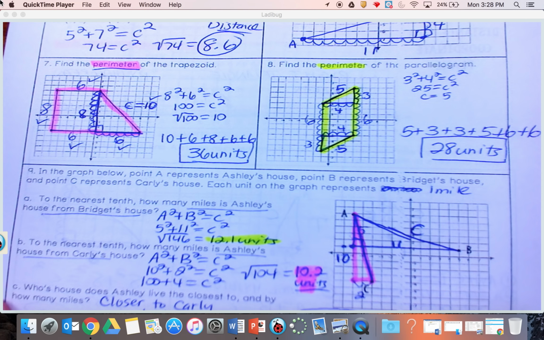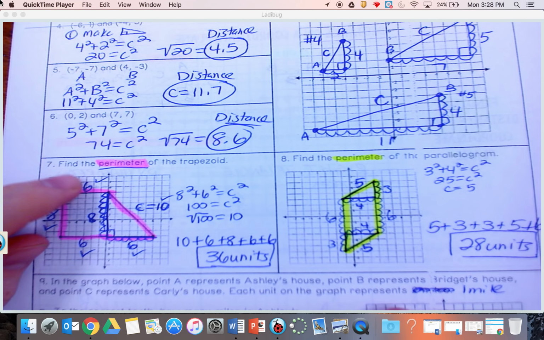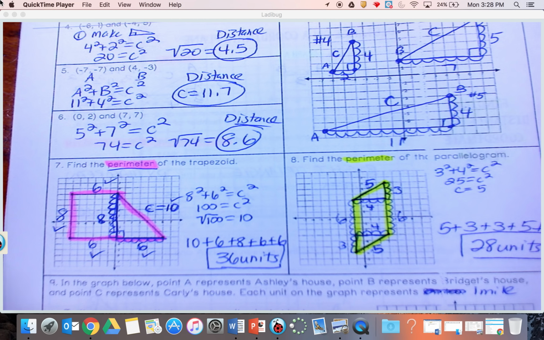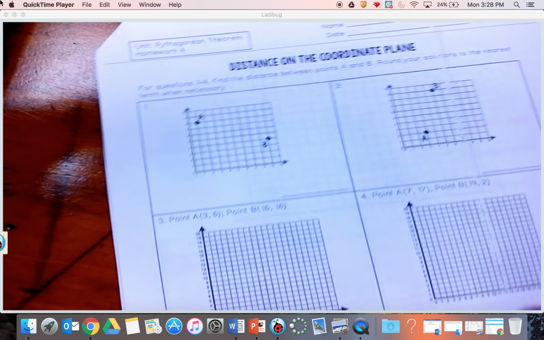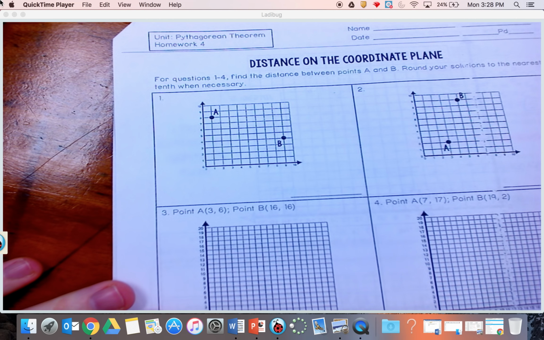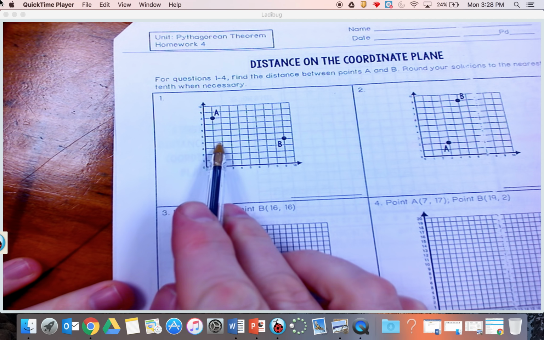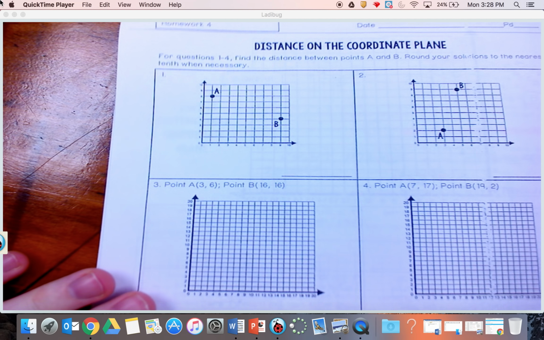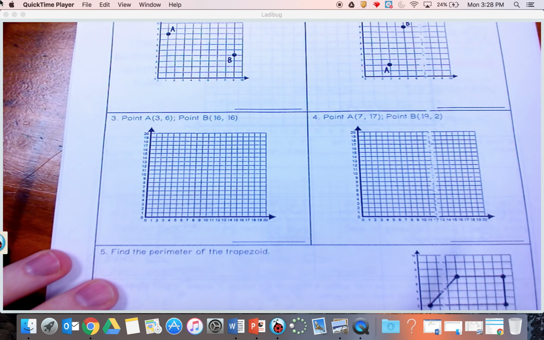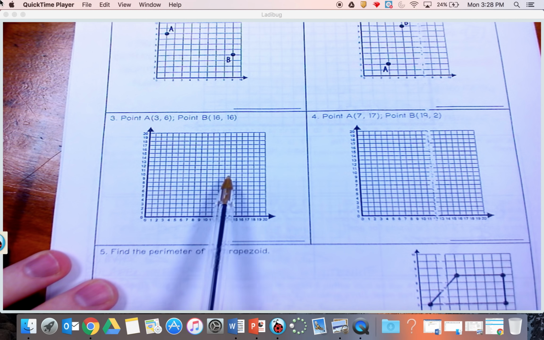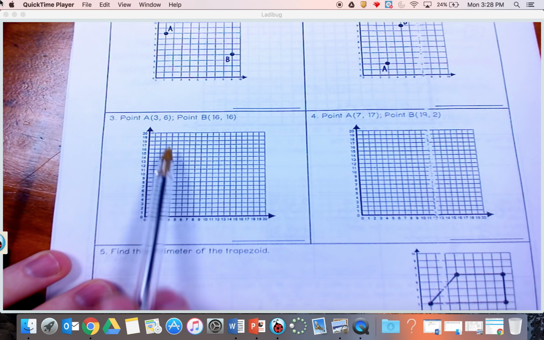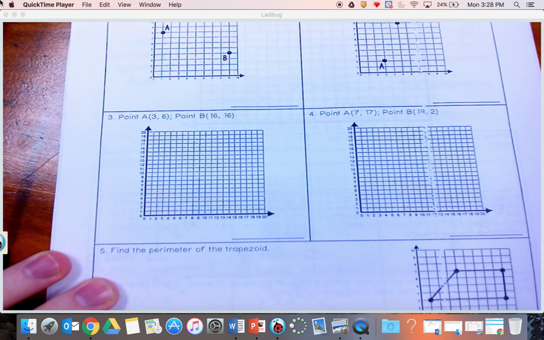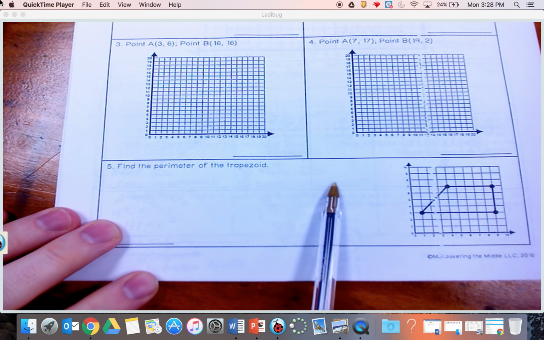Perimeters you should be able to handle, especially these. If you just take your time and draw your triangle, set up your equation, you'll do okay with these. So you have the next choice of homework here. Make sure that you set up your triangles, find your next point, find the hypotenuse. Same thing here. Graph the 2 points, find where the point is that's going to make a triangle, find your legs, find your hypotenuse. Same thing here with these.